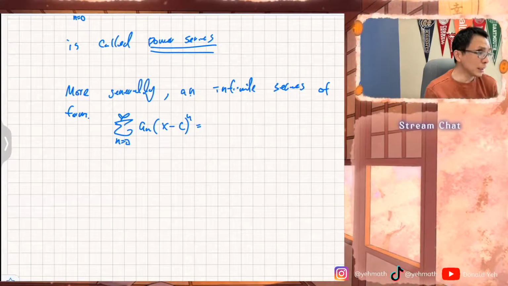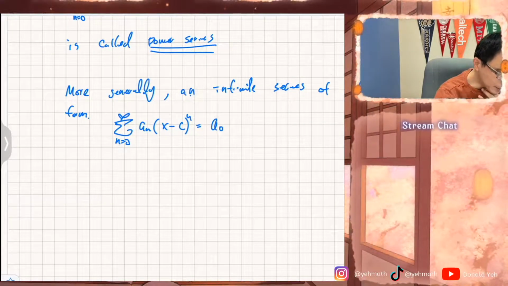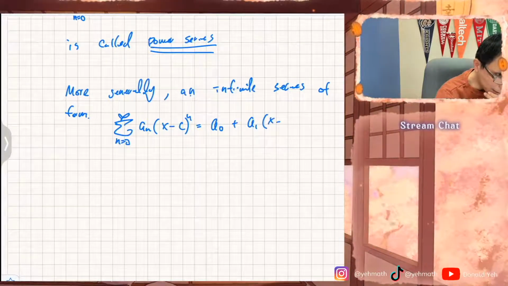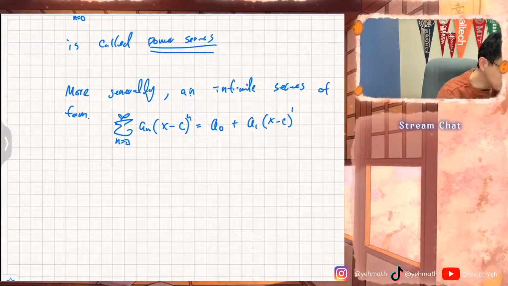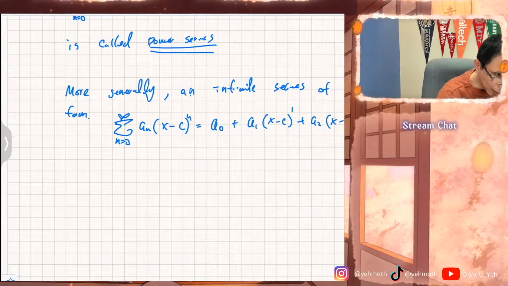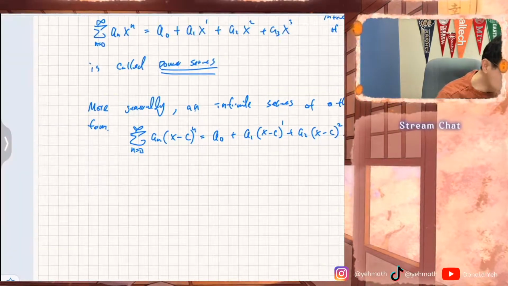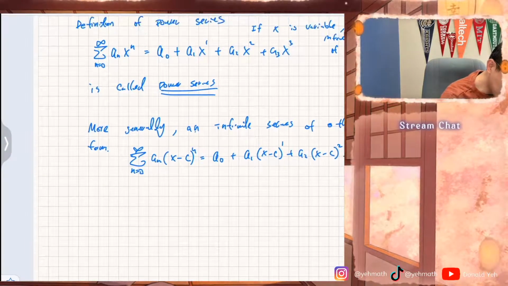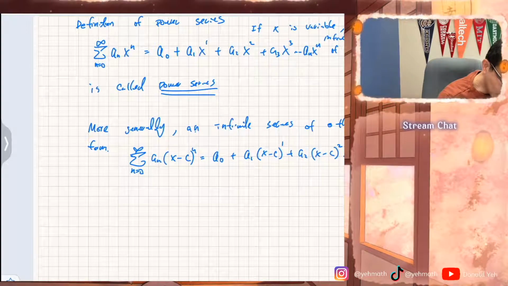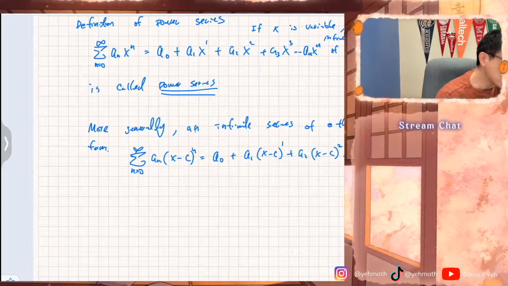And with that, the only thing different is going to be a_0 plus a_1 times (x minus c) to the 1 plus a_2 times (x minus c) to the 2, and so on. Before it was a_n x to the n, and this one is going to be a_n times (x minus c) to the n. So that's pretty much it.